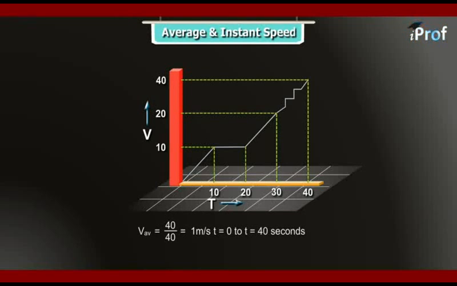Here, what is the average speed between 0 second and 10 second? This is 10, this is 10. So the average speed between t equal to 0 and t equal to 10 second is once again 1. So in this way we can calculate the average speed.